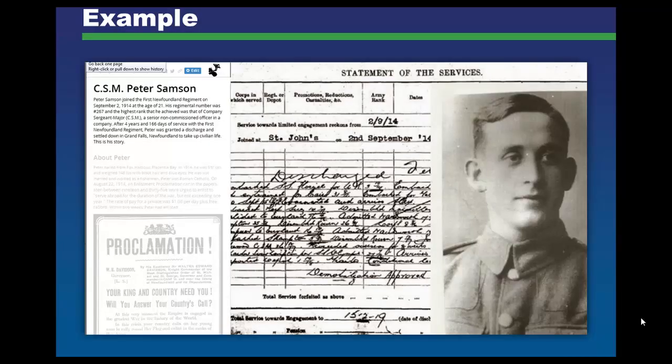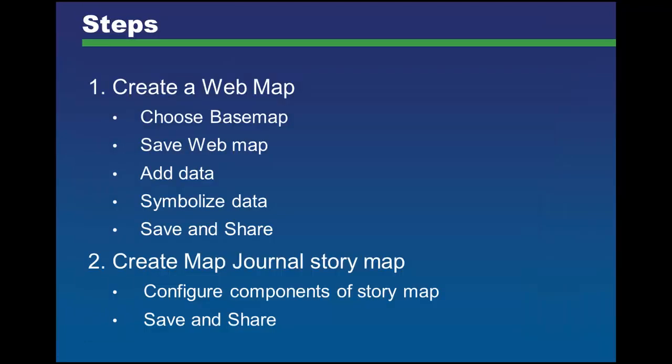In this video tutorial, we will use a type of story map called a map journal to tell the story of a soldier who served with the Royal Newfoundland Regiment during the First World War. The following steps are required to create your map journal story map. First, you must create a web map. Choose your base map, save your web map, add data, symbolize data, and then save and share your web map.